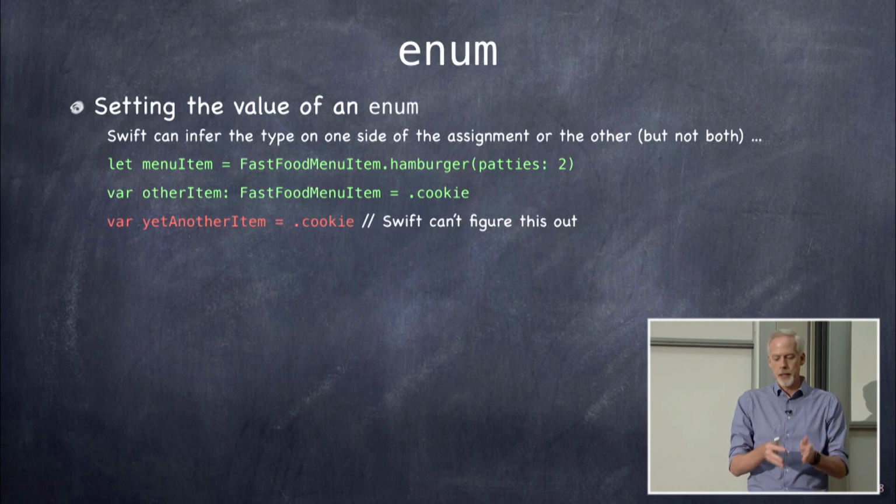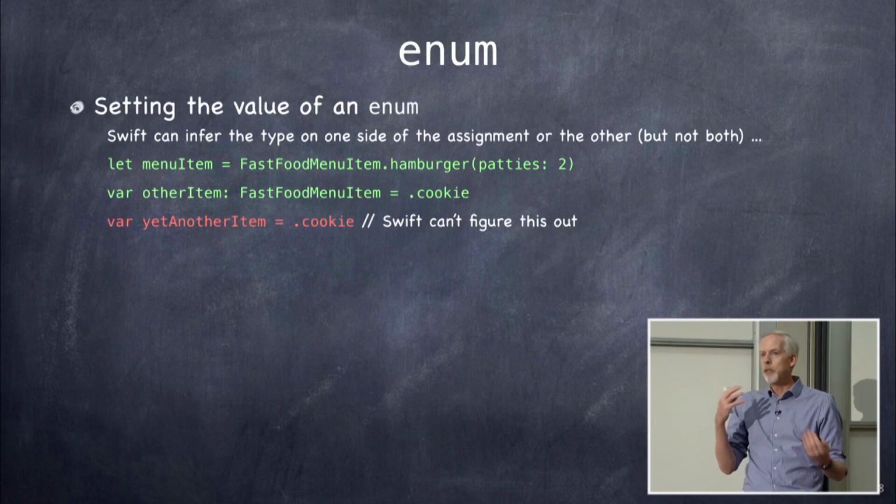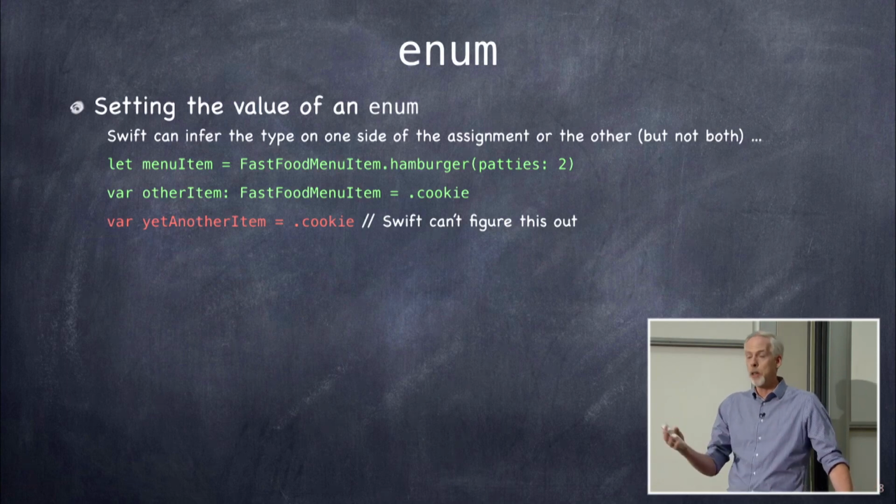But you can't say yet another item equals dot cookie. Swift doesn't know enough there to infer the type on the other side. There could be other enums with dot cookie in it, for example, that you might add later. And then all of a sudden your code won't compile because it doesn't know. So it just says from the start, I don't know what that is.